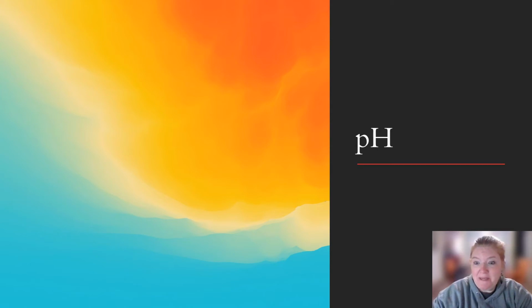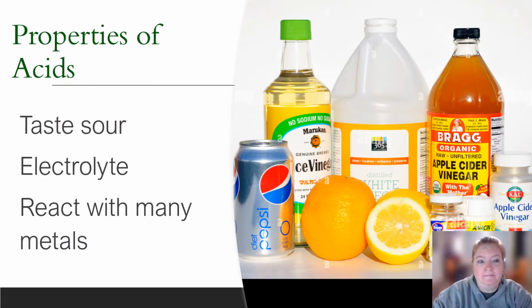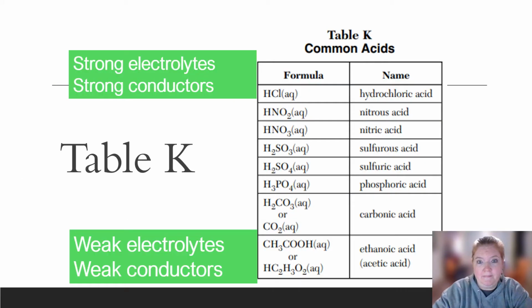All right, let's talk pH. So, quick review. Acids taste sour. They are electrolytes, they are conductors, and they like to react with metals, or a lot of them. On table K, we have strong electrolytes and strong conductors at the top, and weak electrolytes and weak conductors at the bottom. So strong acids at the top, weak acids at the bottom. And lots of foods are acids, but not all, so because they're in batteries, watch yourself.